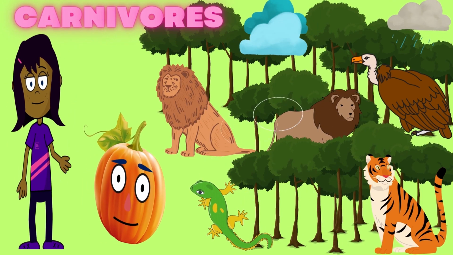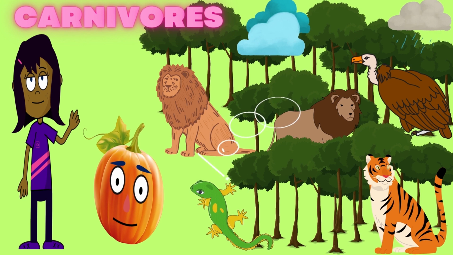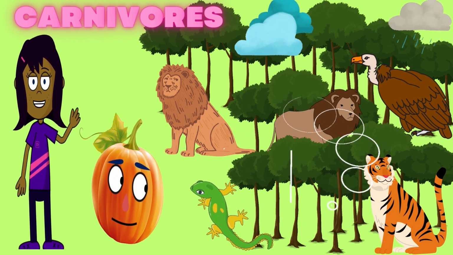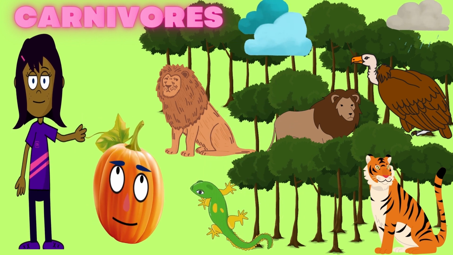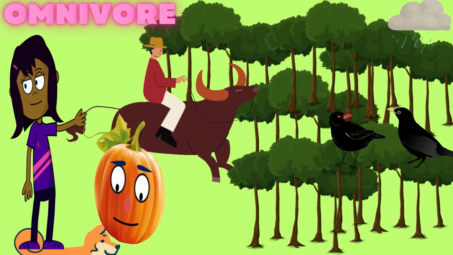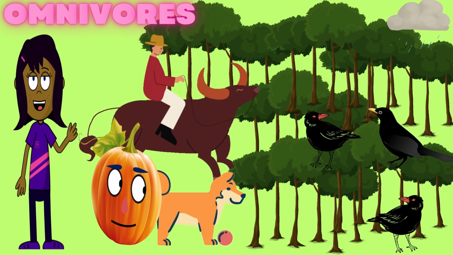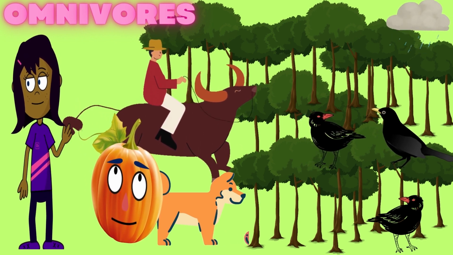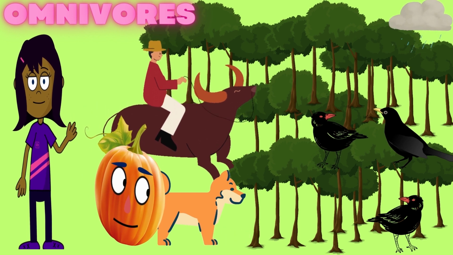Carnivores, those animals which eat only other animals as food are called carnivores. Lion, tiger, frog, vulture, kingfisher, lizard. Omnivores, those animals which eat both plants and animals are called omnivores. Human beings, dog, crow, sparrow, bear, myna, and ant.